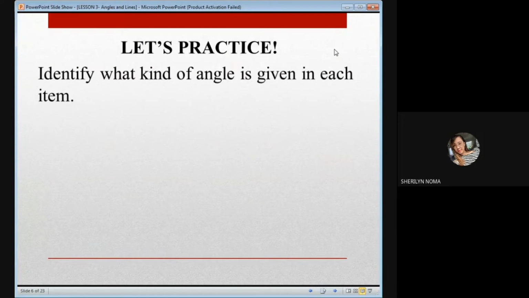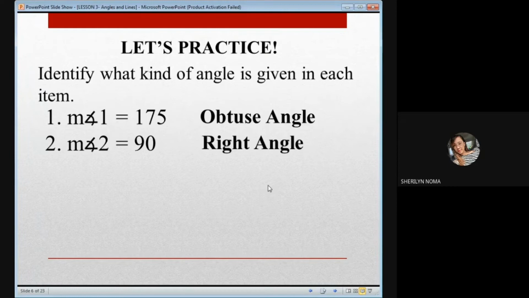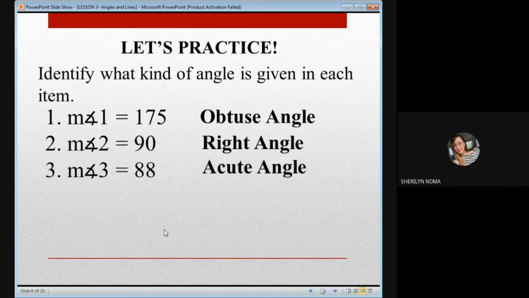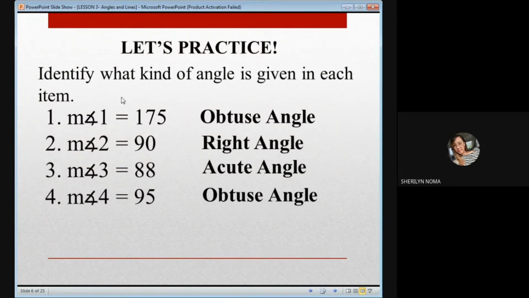Identify what kind of angle is given in each item. Tell whether it is acute, obtuse, or right angle. Number 1, this is obtuse angle. Number 2, that is right angle, exactly 90 degrees. Number 3, 88 degrees, that is acute angle. Number 4, 95 degrees, this is obtuse angle kasi sumobra na siya sa 90 degrees. Number 5, 65 degrees, acute angle.